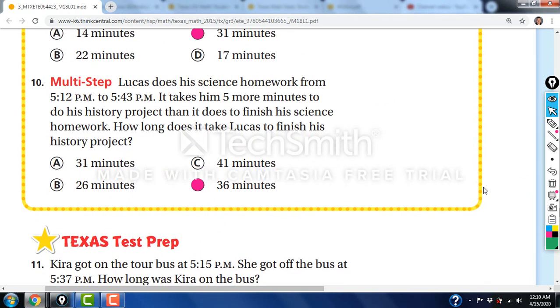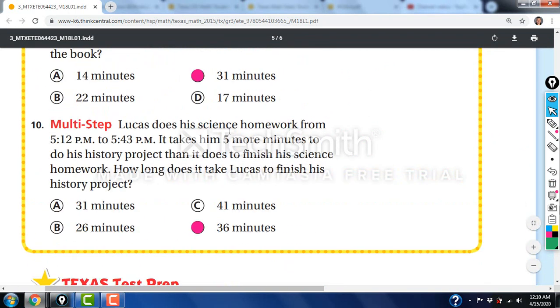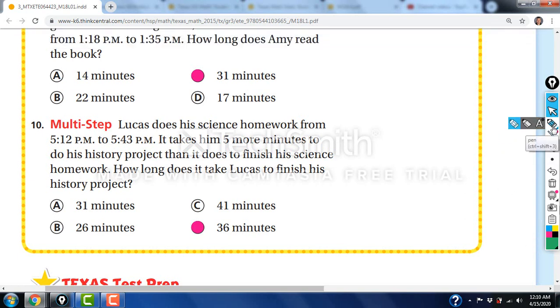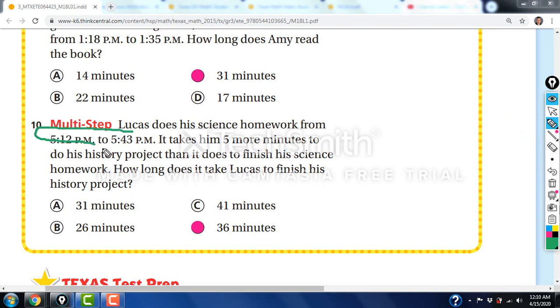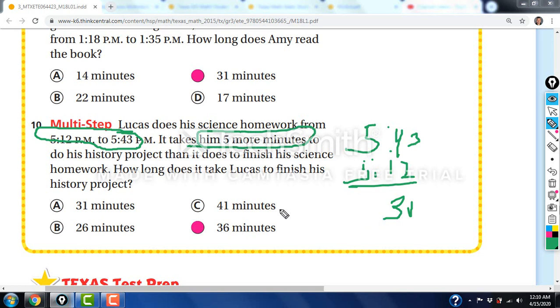So we have another one here. Lucas does his science homework from 5:12 to 5:43. It takes him 5 more minutes to do his history project than it does to finish his science project. How long does it take for Lucas to finish his history project? So in this one, you get this elapsed time. Again, 5:43 is your ending, 5:12 is your start. Get your elapsed time from there. That's 31, and then you add the 5 minutes, and that gives you 36. That's how you solve that one.